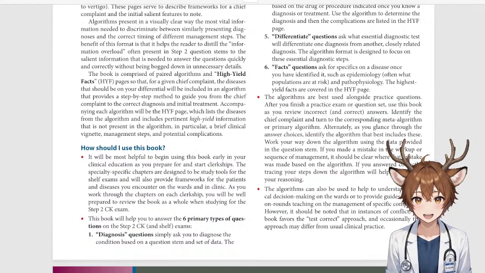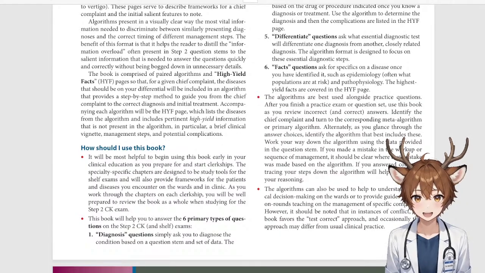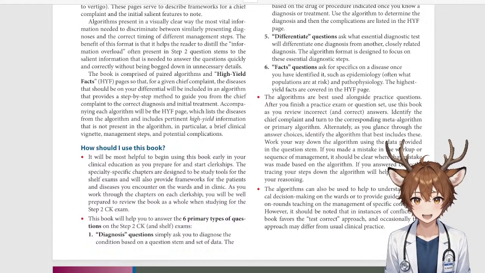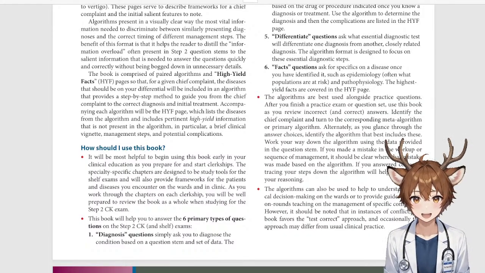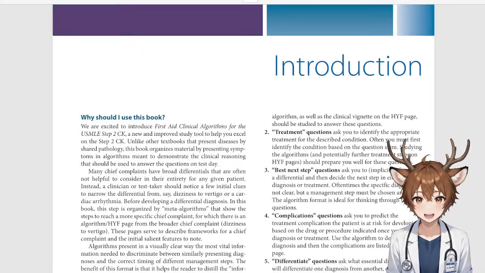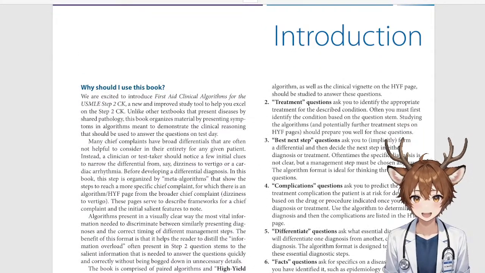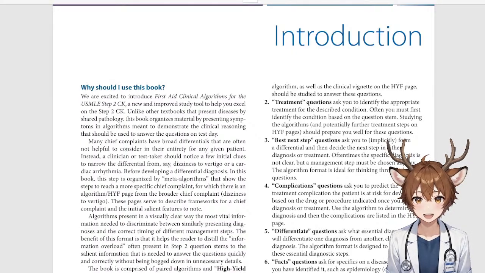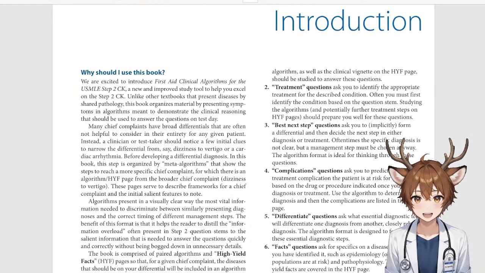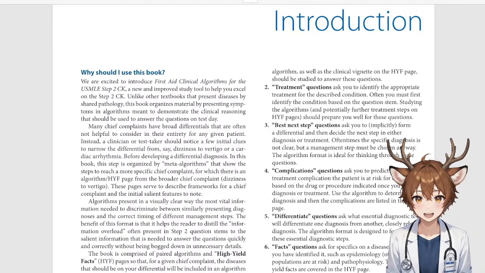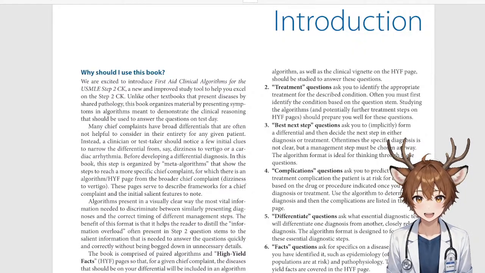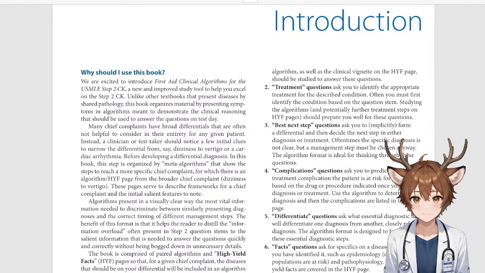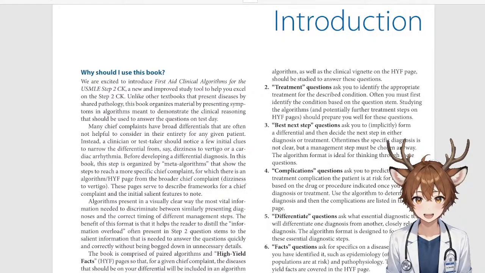This book will help you answer these 6 primary types of questions on the Step 2 CK and shelf exams. 1. Diagnosis questions simply ask you to diagnose the condition based on a question stem and set of data. The algorithm as well as the clinical vignette on the high yield fact page should be studied to answer these questions. 2. Treatment questions ask you to identify the appropriate treatment for the described condition. Often you must first identify the condition based on the question stem. Studying the algorithms and potentially further treatment steps on high yield fact pages should prepare you well for these questions.